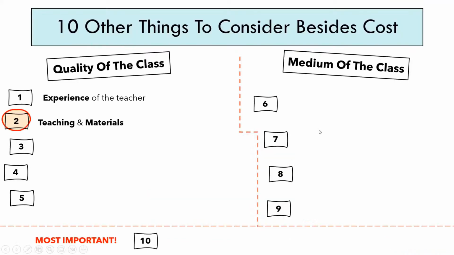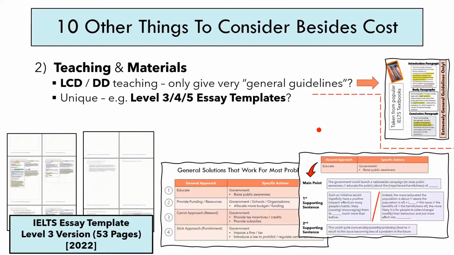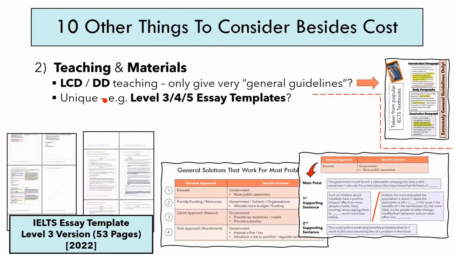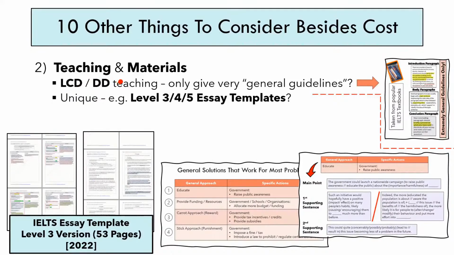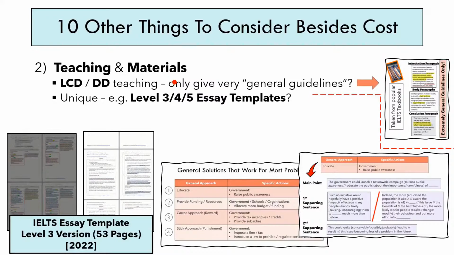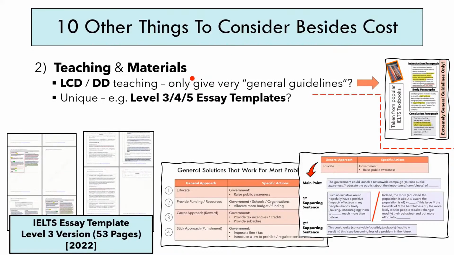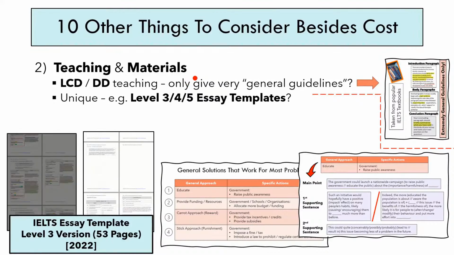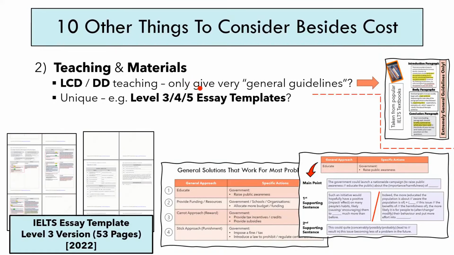Number 2, teaching and materials. The second thing to consider besides costs. Does the class just teach to the lowest common denominator? Meaning that they teach in such a way that every student will be able to understand. They teach to the weakest students so that the teachings are not very challenging because they want every student to understand. Of course, then they have to go down to the weakest students.